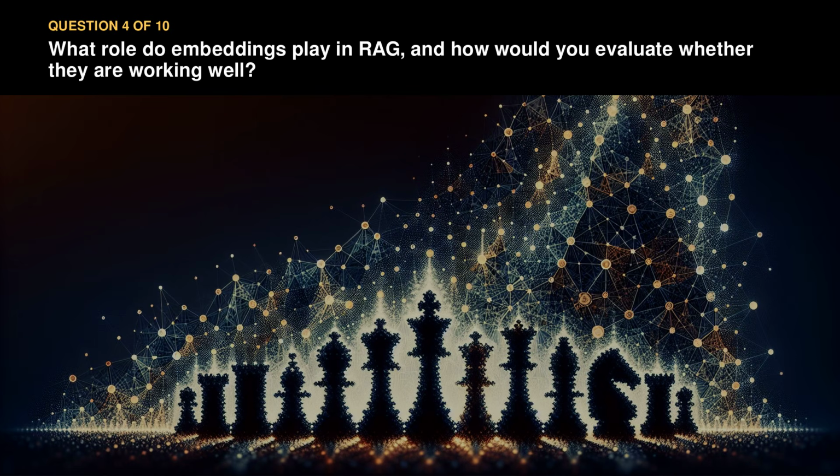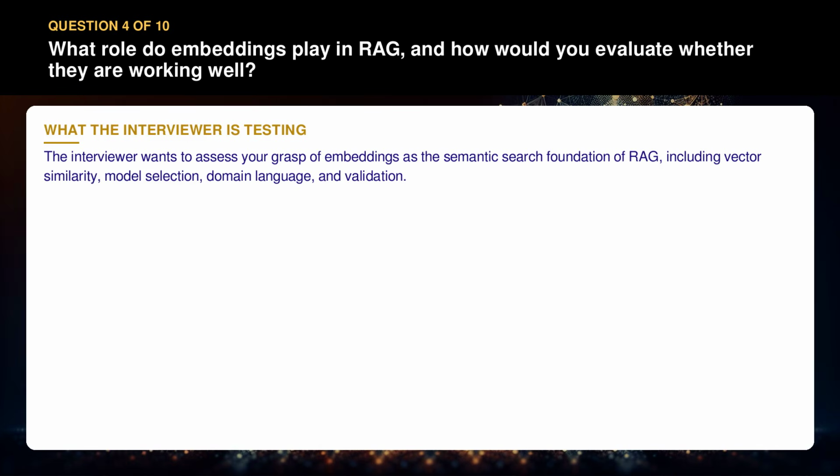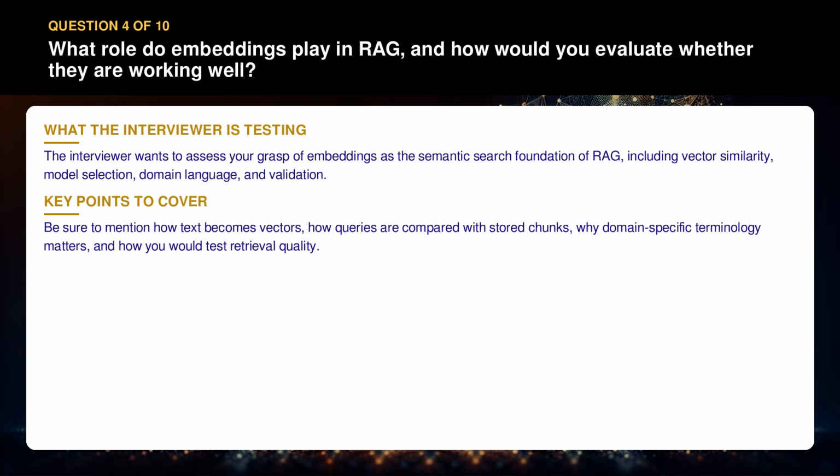Question 4. What role do embeddings play in RAG, and how would you evaluate whether they are working well? The interviewer wants to assess your grasp of embeddings as the semantic search foundation of RAG, including vector similarity, model selection, domain language, and validation. Be sure to mention how text becomes vectors, how queries are compared with stored chunks, why domain-specific terminology matters, and how you would test retrieval quality.